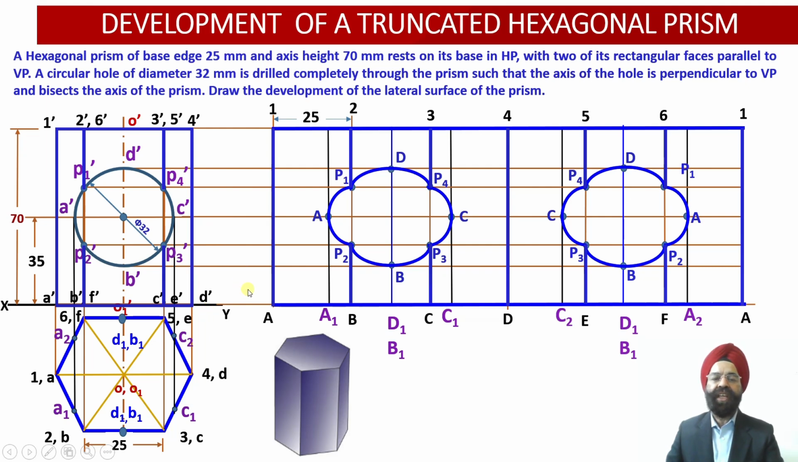So through this discussion, now I hope that you would have understood the procedure: how do we proceed to obtain the sectional front view projections, the top view projections, and the development of the lateral surface of this hexagonal prism which has been intersected by a circular cutting plane having diameter 32 mm, in such a way that the axis of this circular hole will be perpendicular to the vertical plane, and the axis of the circular hole coincides with the midpoint of the axis of this hexagonal prism over here.